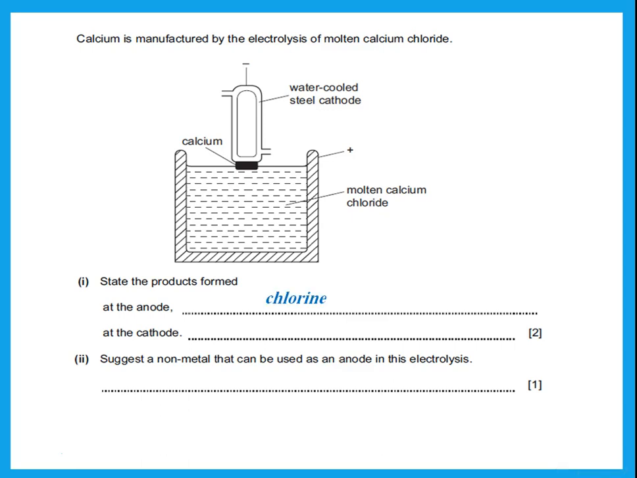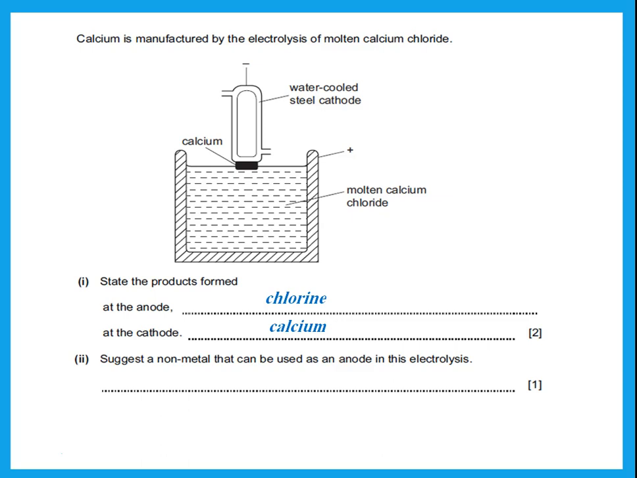Now, the negative ion is chloride, but when it goes to the anode, it gives up electrons and becomes chlorine. Do you notice that? So my product is chlorine, not chloride. Which one is formed at the cathode? Well, the calcium ions are positive. They go to the negative electrode and they form calcium atoms, or calcium metal.